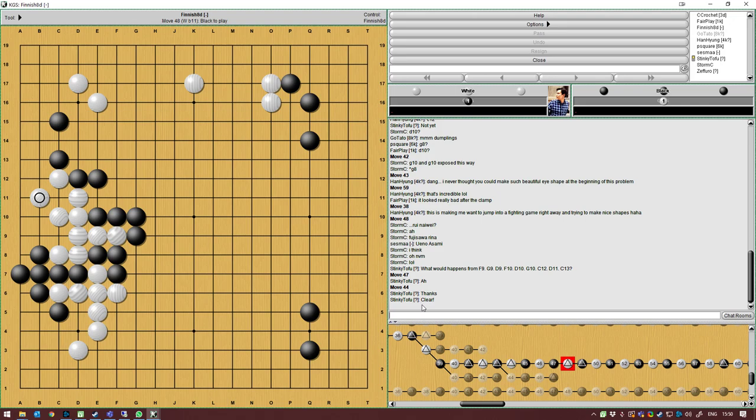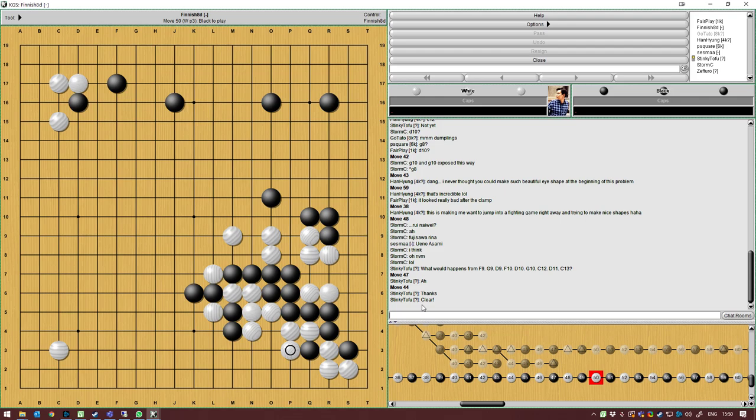Okay, let's come to the last fun example. This last fun example, I need to do it carefully. Okay, so here we come to this situation, and this is a complicated fight at the very start.